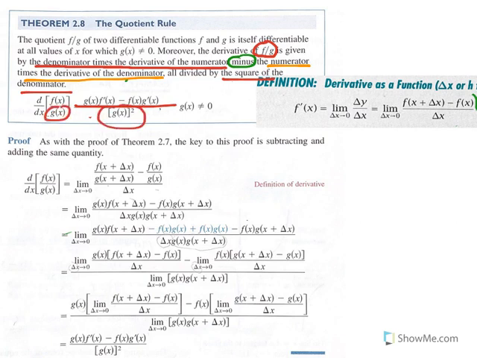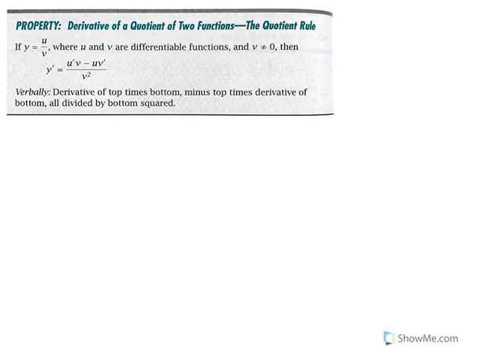This is what we call the quotient rule, and this is the correct way to find the derivative of a quotient of two differentiable functions. So this is the same quotient rule as stated in your textbook. So if you have a quotient of two differentiable functions u and v, and the denominator is not equal to 0, then the derivative of the quotient is the denominator times the derivative of the numerator minus the numerator times the derivative of the denominator, all over the square of the denominator. It's written slightly differently here, but it's the same thing.